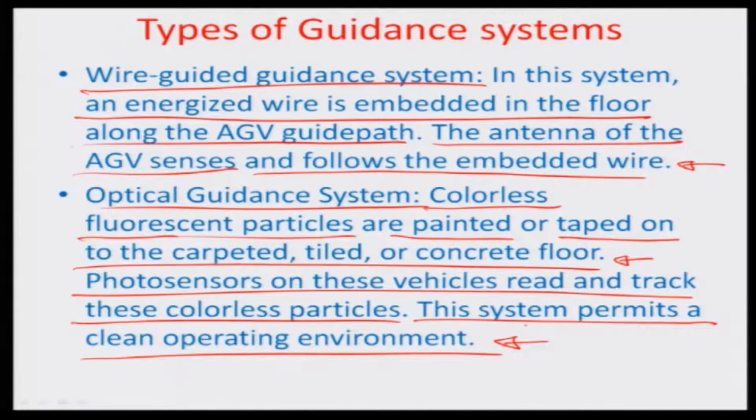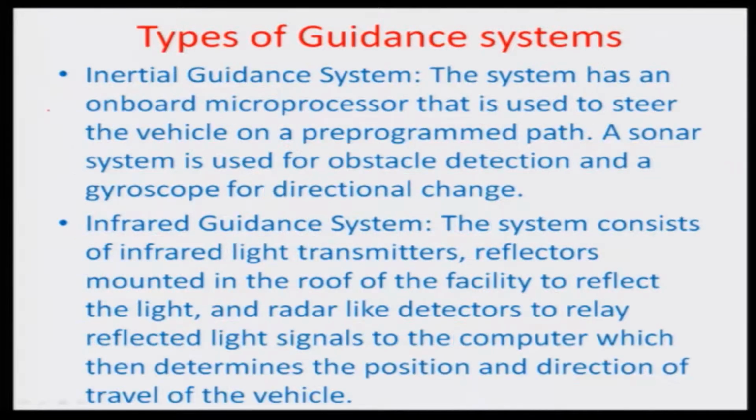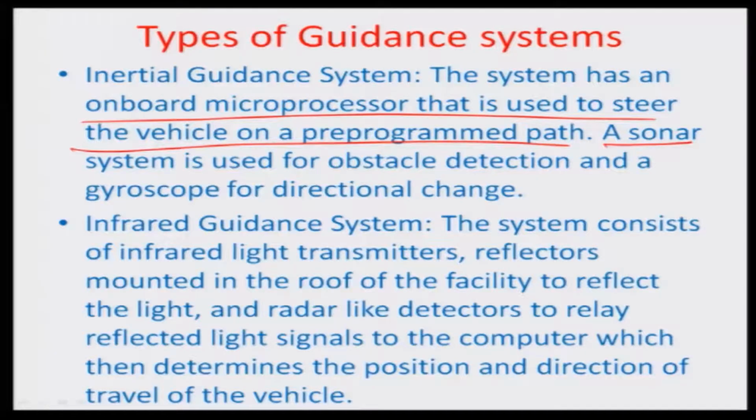So typically the optical guidance system is used most of the time when we are talking about the AGVS systems. There can also be inertial guidance systems. The system has an onboard microprocessor that is used to steer the vehicle on a pre-programmed path. A sonar system is used for obstacle detection and a gyroscope for the direction change in this particular case. There can be an infrared.